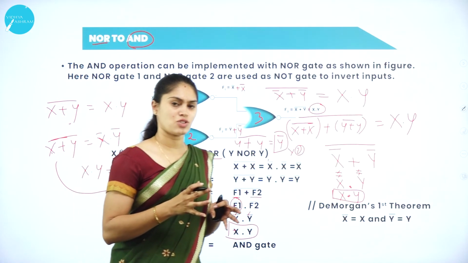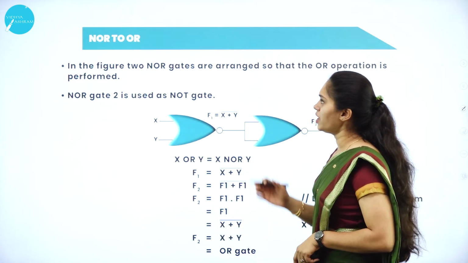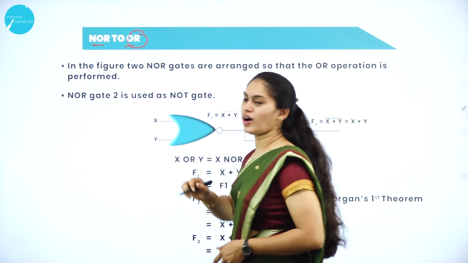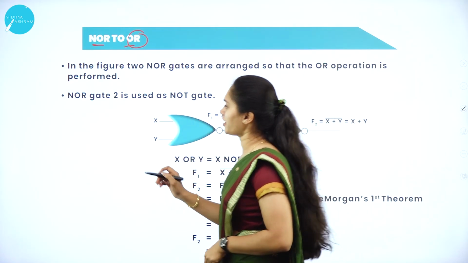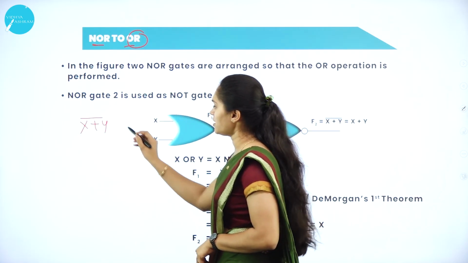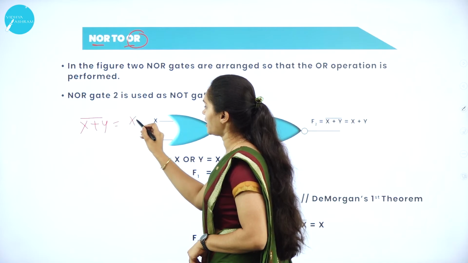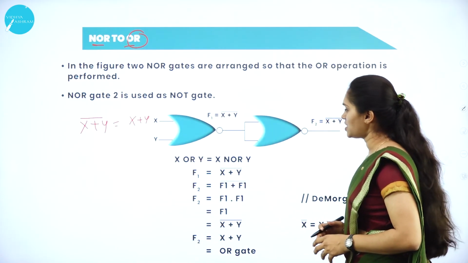This is how the realization of NOR to AND. So now we'll see how we are going to perform NOR to OR. This is similar to NAND to AND. Here we know the output of the NOR gate. What was the output of the NOR gate? That is (X plus Y) whole bar. I am seeking the OR gate, that is X plus Y. So now we'll see how we are going to get this value.